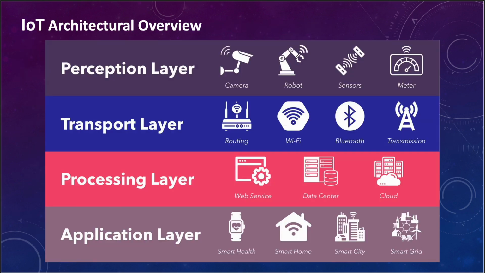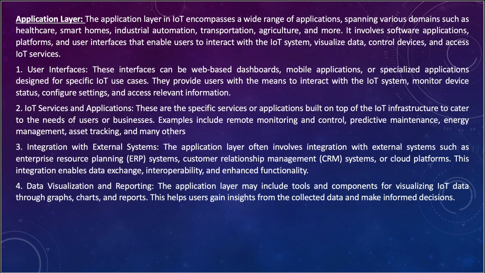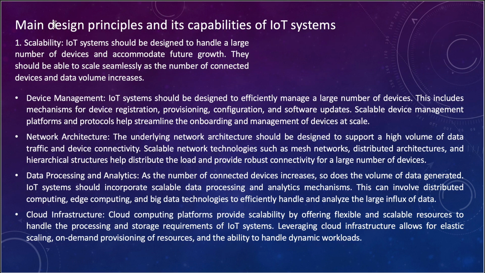So when we talk about the architecture, these are the 4 layers. In these 4 layers there are specific things to support an IoT ecosystem or an IoT system. And this architecture, this block which contains 4 layers, all these 4 layers should have these design principles and capabilities.